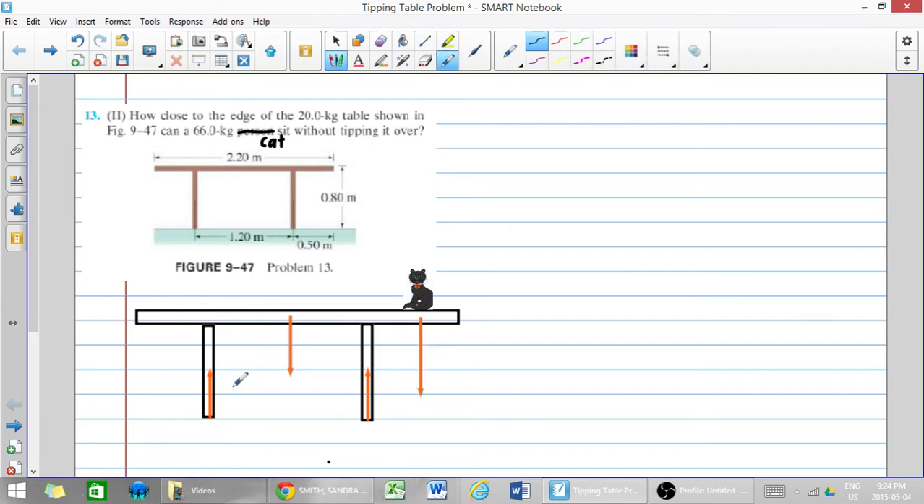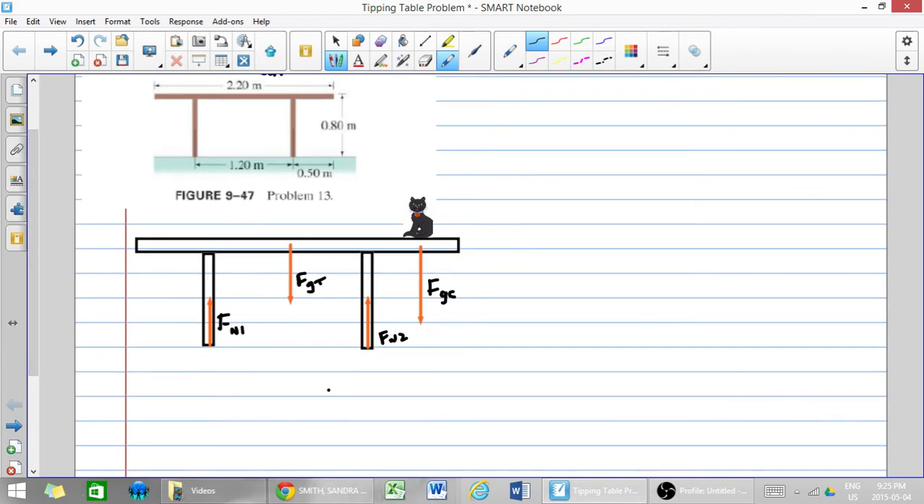So we will label these forces normal force 1 for the first leg, normal force 2 for the second leg, force of gravity on the table, and force of gravity on the cat.